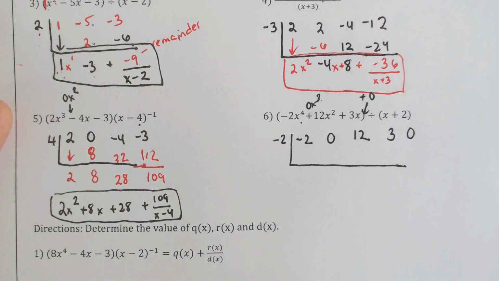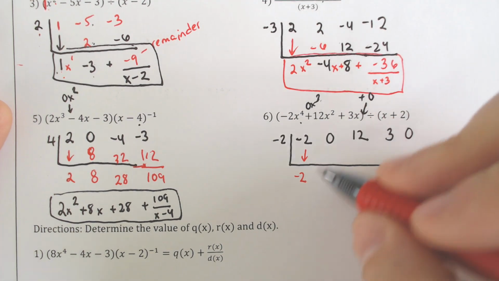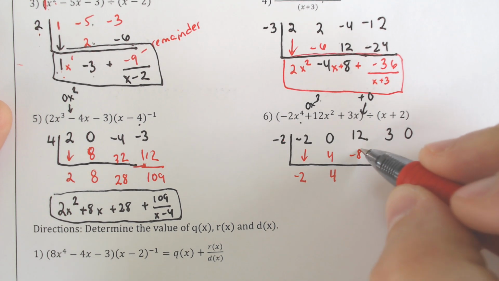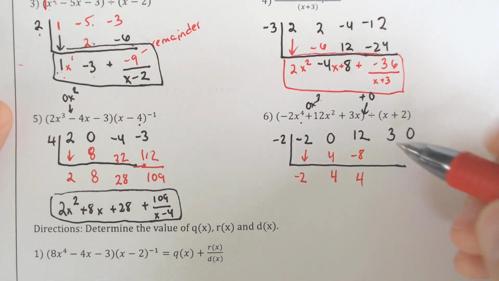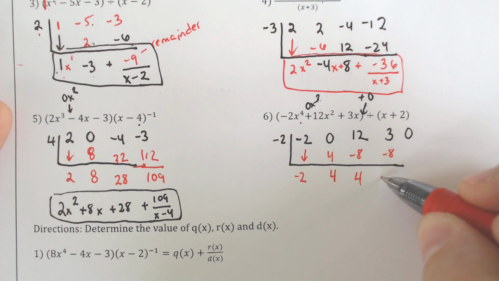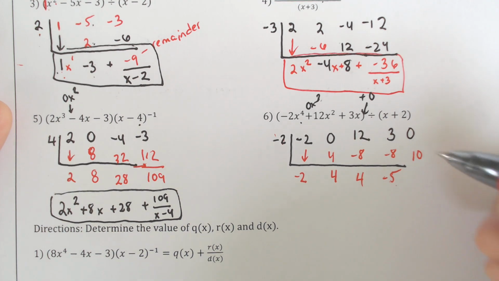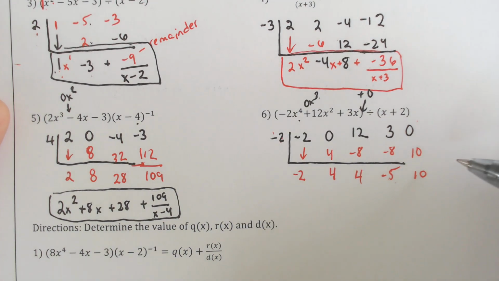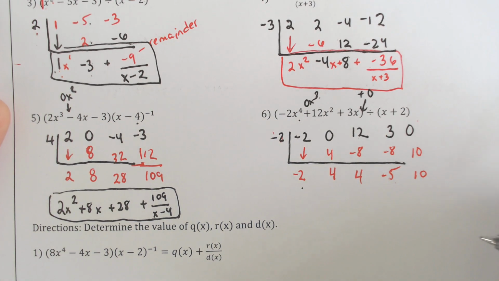So moving right along, we always bring the number down. -2. Multiply, we get 4. Add straight down, 4. Multiply, -8. Add straight down, 4. A lot of 4s. Multiply -8, add straight down, -5. Multiply the 2 and the 5, you get 10. Add straight down, you get 10. Okay? Feel free to go through that one yourself a little bit. Multiply and then add and multiply and add and see if you get the same thing as I did.